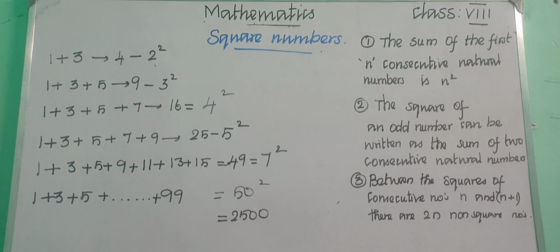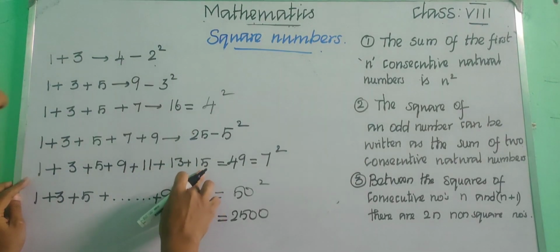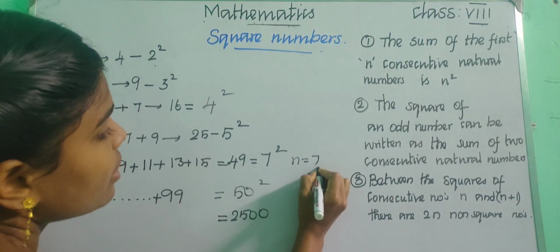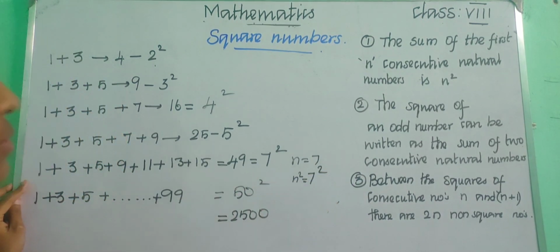So if you are having consecutive odd numbers, and if you are having consecutive even numbers also, we can find easily. Simply we are just counting the digits. Here we are having 7 digits, so that's 7 squared. Here, up to 99, we are having 50 numbers, so that is 50 squared, that is 2500. Okay, children, so we are just calculating the number of natural numbers. Here we are having 7 natural numbers, so n equal to 7. So we are doing n squared, that is 7 squared.